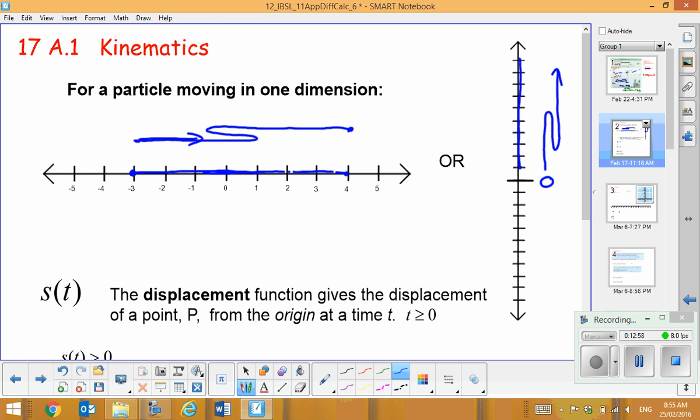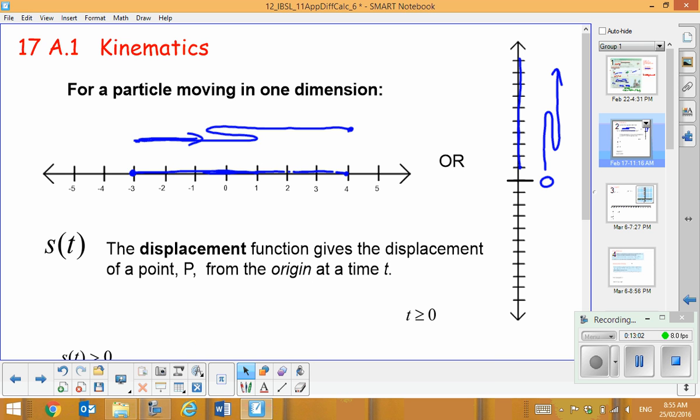S of t is our displacement function. So this is the displacement function, gives the displacement at a point P from the origin at any particular time. And obviously time is always positive, we're not going backwards in time. All right, so our domain is limited. Okay?